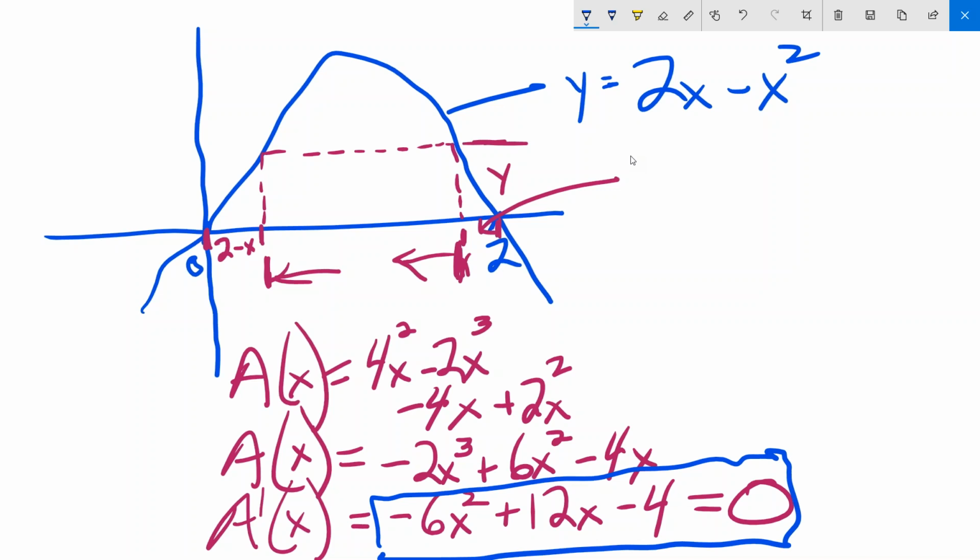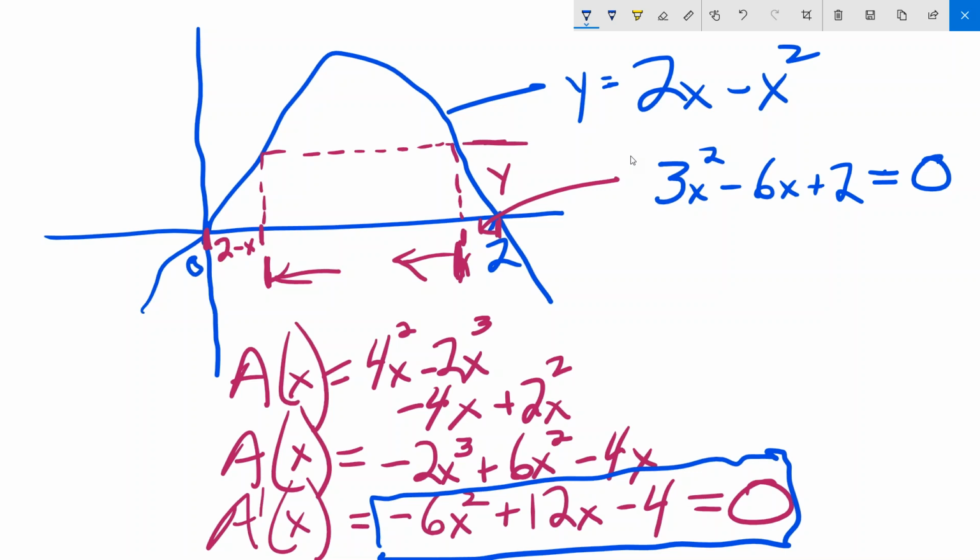The next thing to do: we can factor out a negative 2. Do we want to do that? I'll go ahead and do it. So now we have 3x squared minus 6x plus 2. Did I do that right? Yes, sir. Equals 0. Now, what next?